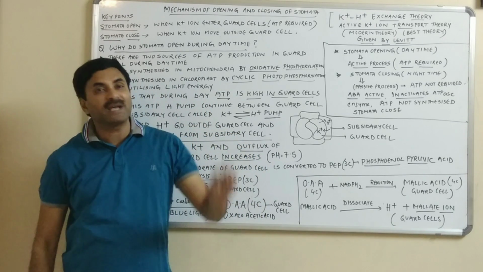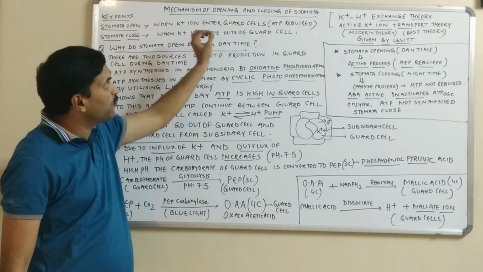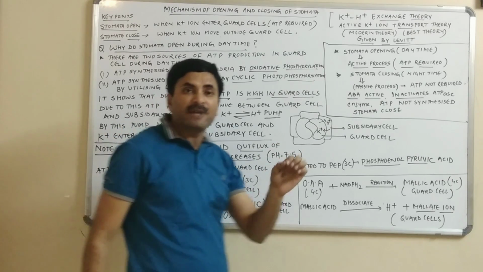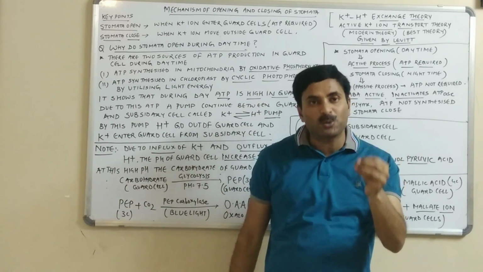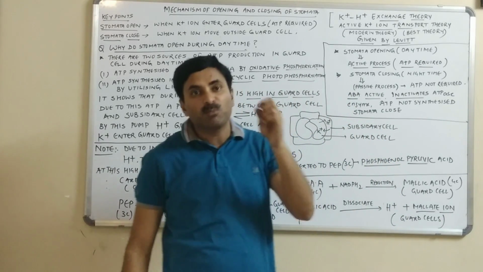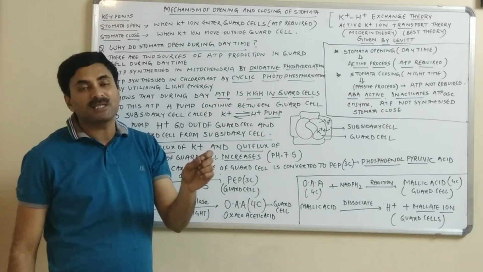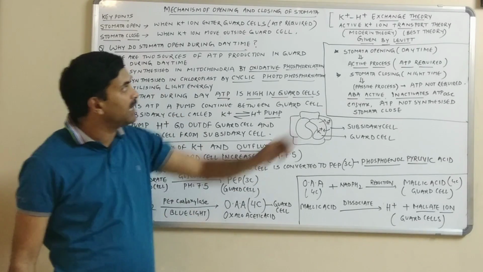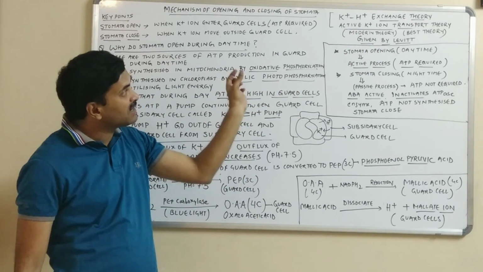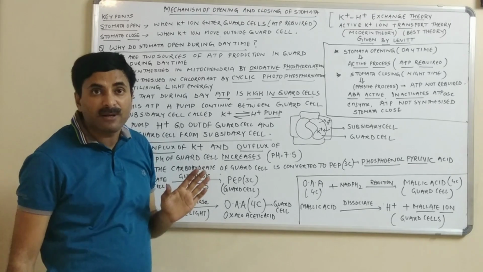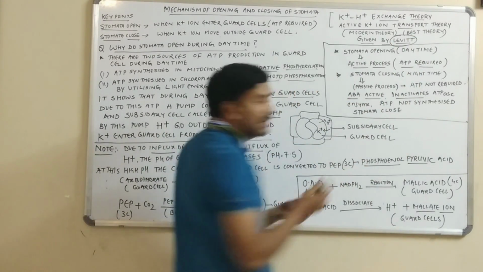Hello to all. Today we are starting with a very important topic related to the mechanism of opening and closing of stomata. There were many theories that explained how stomata open and close. But at the present time, the most important, modern, and best theory to explain the mechanism of the opening and closing of the stomata is the K plus H plus exchange theory. It may also be called the active K plus ion transport theory. This theory was first propounded by a scientist named Leavitt.